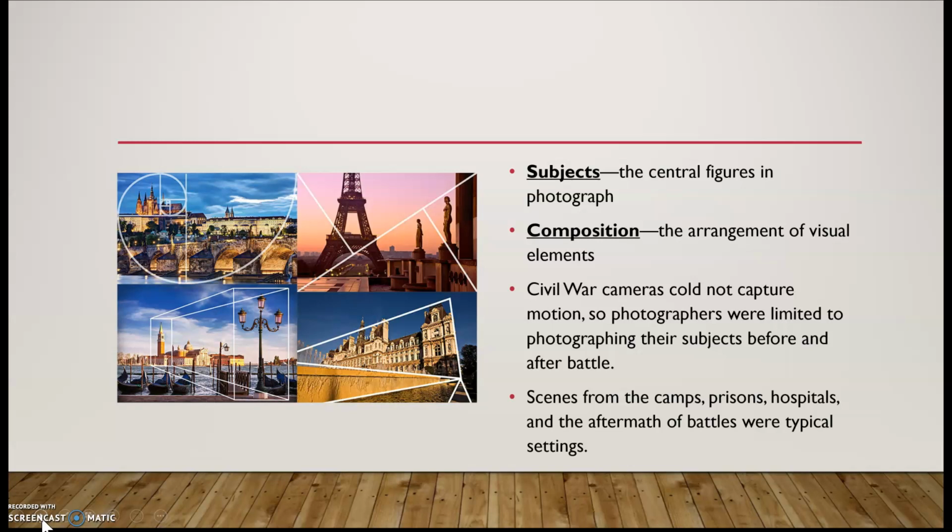However, Civil War cameras could not capture motion. These photographs on the left are all still photographs, but you've obviously seen photographs of people moving, especially World War II would be the biggest one. But in the Civil War, the cameras had just been invented. They weren't advanced enough to catch motion, so photographers were limited to photographing their subjects before and after battle, and this is exactly what they did. They took before and after shots. Scenes from camps, prisons, hospitals, and the aftermath of battles, including the dead bodies, were typical settings for these photographs.